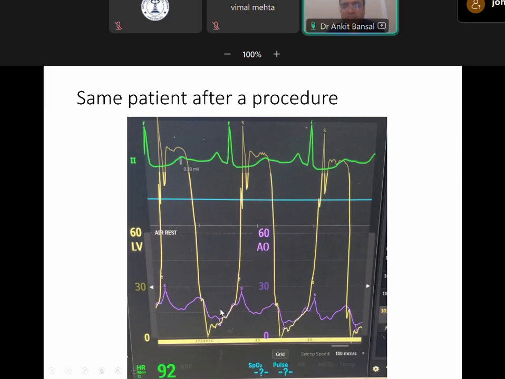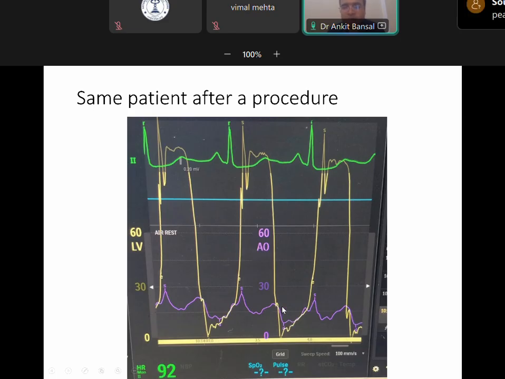Somebody is saying it has developed a mitral regurgitation. If this patient has developed a mitral regurgitation, after the T wave, the V wave will appear. This V wave will increase. There has to be an increase in the V wave, but there is no increase in the V wave. So practically, this is a successful BMV without increase in the V wave.